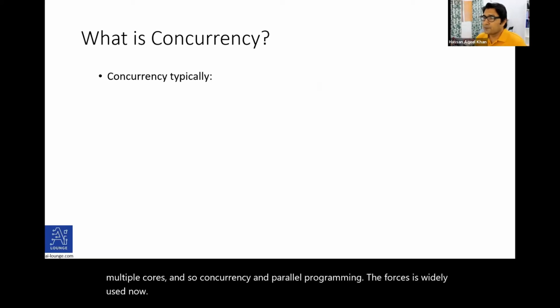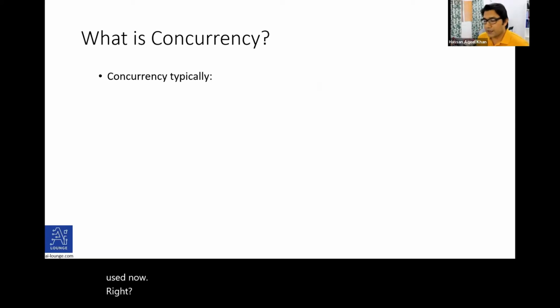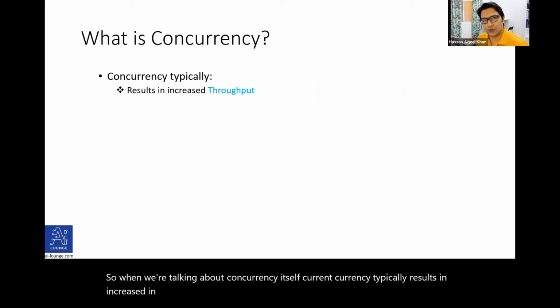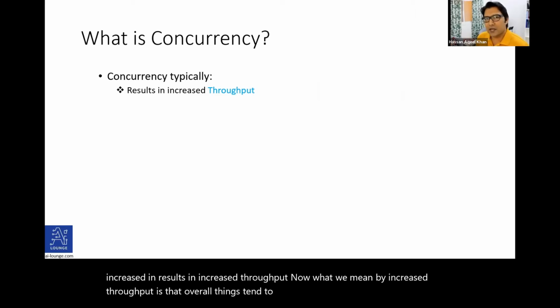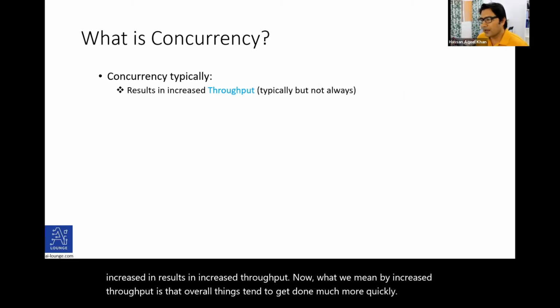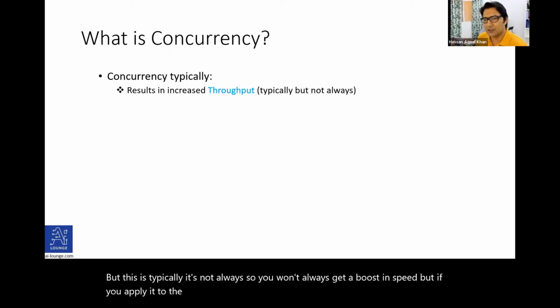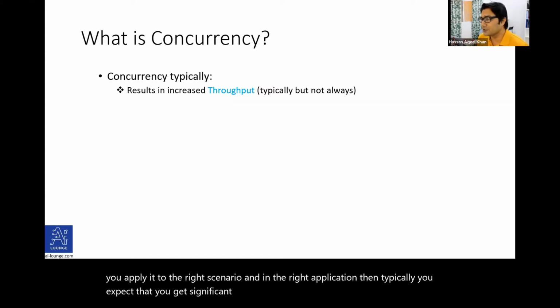Right. So when we're talking about concurrency itself, concurrency typically results in increased throughput. What we mean by increased throughput is that overall things tend to get done much more quickly. But this is typically, not always. So you won't always get a boost in speed, but if you apply it to the right scenario and the right application, then typically you expect a significant or substantial enhancement in throughput.